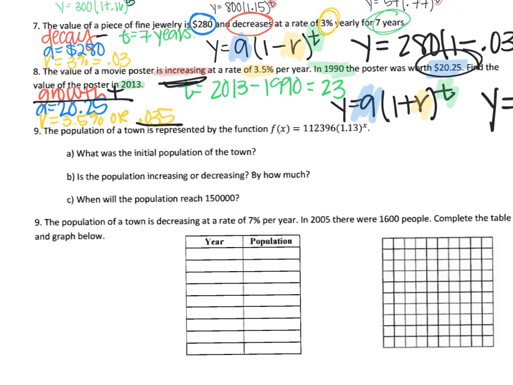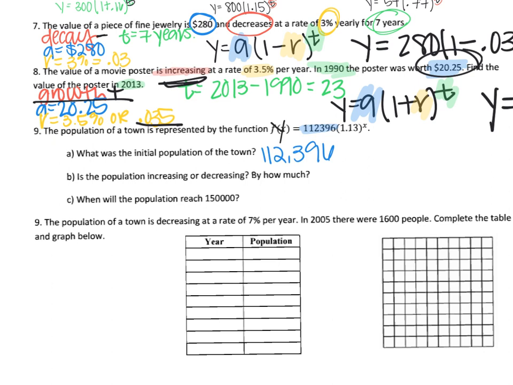Okay, number 9. The population of a town is represented by the function f of x, remember it's just a fancy way of saying y, equals 112,396 times 1.13 to the x power. What was the initial population of the town? Well, initial is the number right here. So the initial population of the town was 112,396.